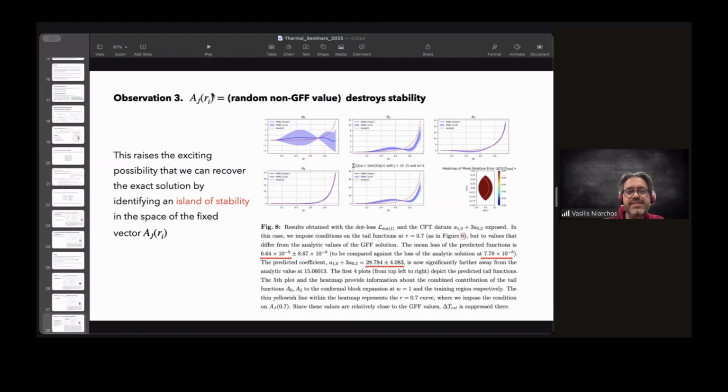And that raises the exciting possibility that we can recover the exact solution, or if you want, we can mitigate the problem of the missing information on the rims of the convergence region, by identifying an island of stability in the space of the fixed vector AJ, evaluated at, say, 0.7 here.